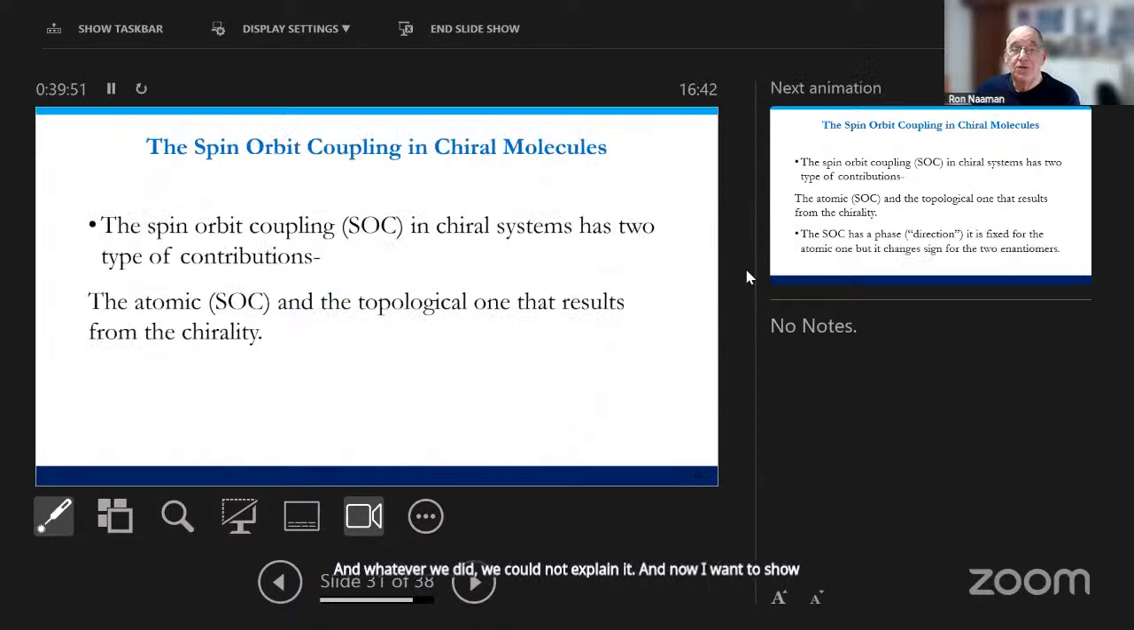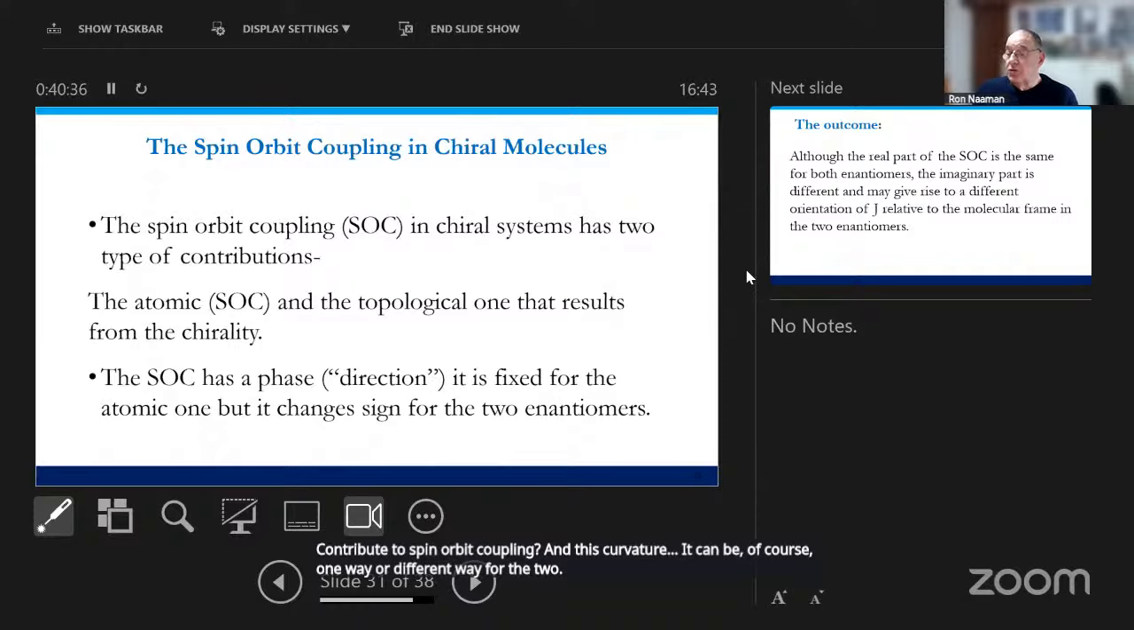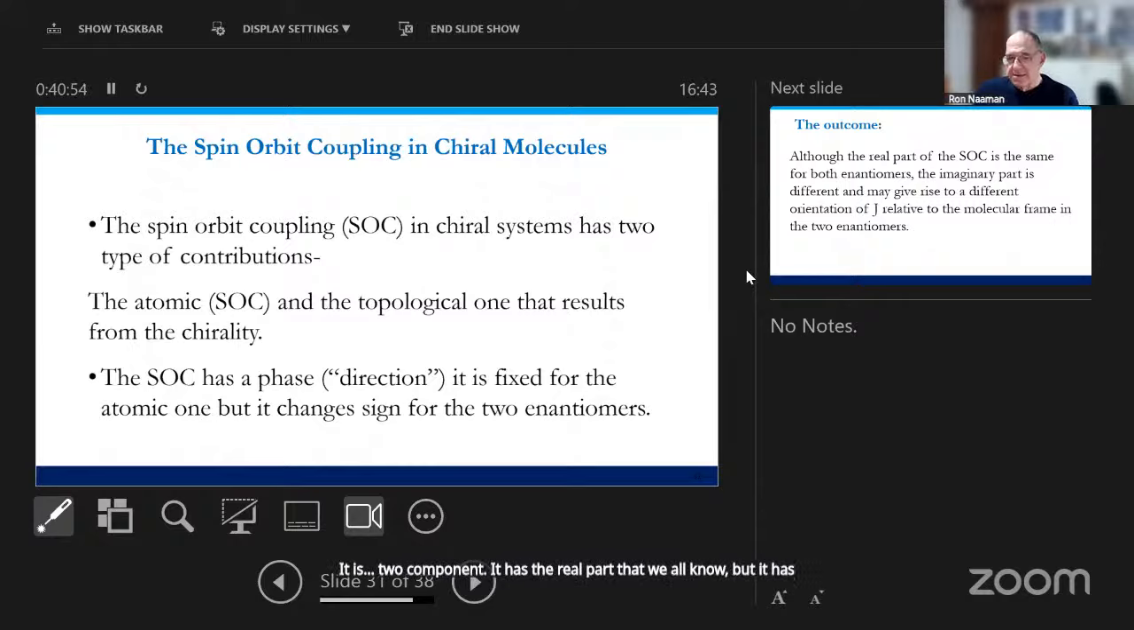Now I want to show you what we think is going on here. The spin-orbit coupling in a chiral system can be divided, in an artificial way, into two elements. One is the atomic spin-orbit coupling of the atoms, and another one is the topological one, namely the curvature of the chiral potential contributes to spin-orbit coupling, and this curvature can be, of course, one way or a different way for the two enantiomers. Now, the spin-orbit coupling, you have to appreciate, for an electron going through the system, has two components. It has the real part that we all know, but it also has a phase, an imaginary part.